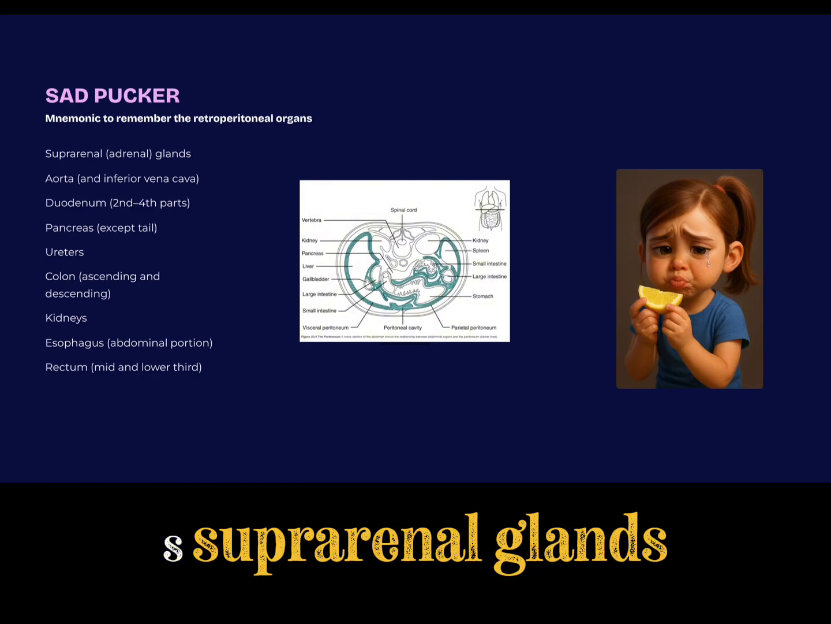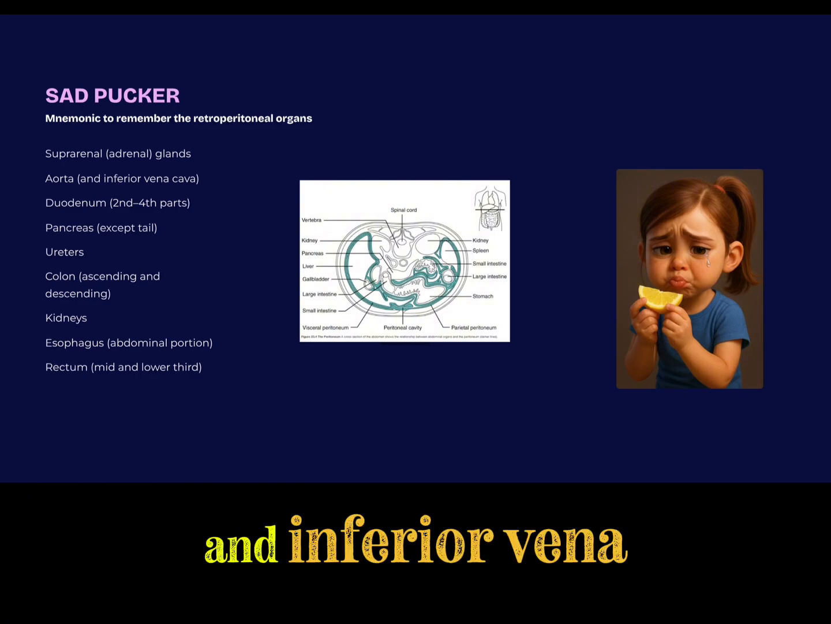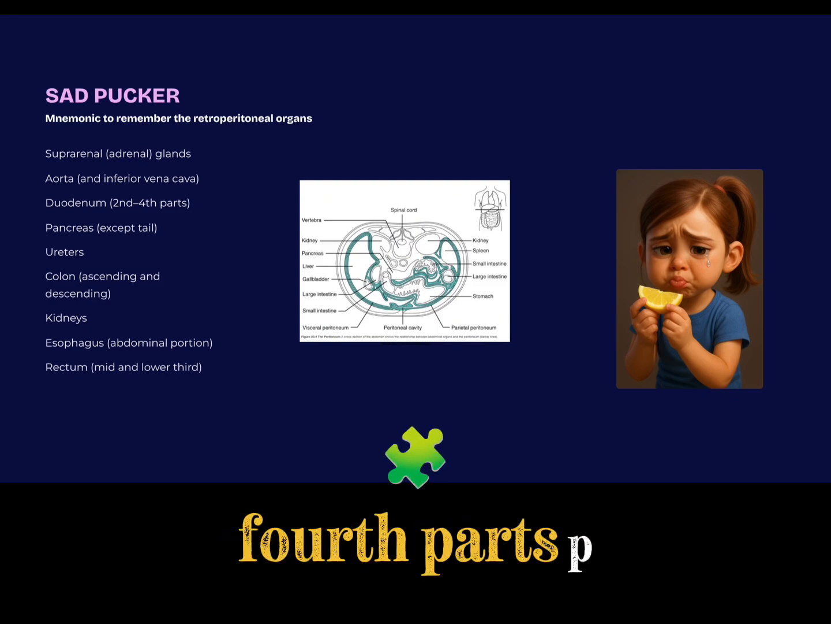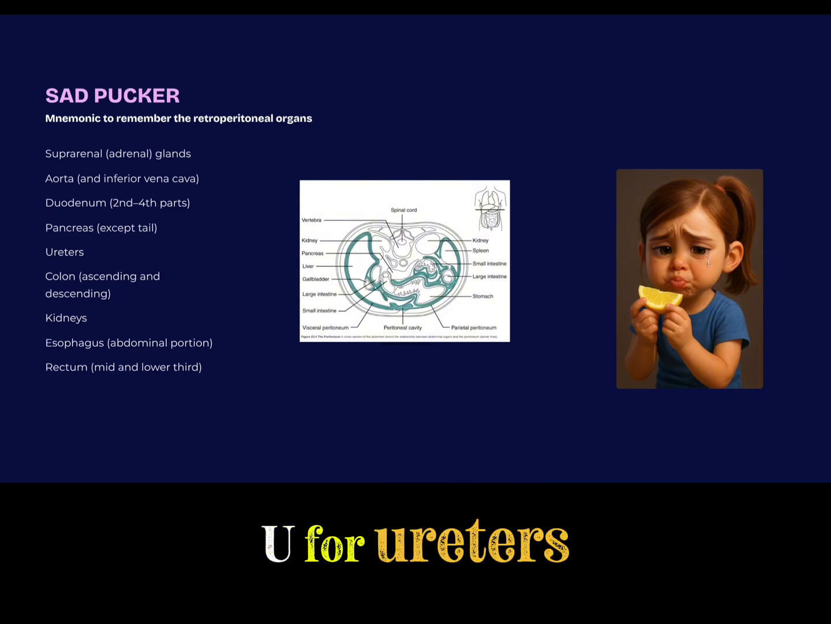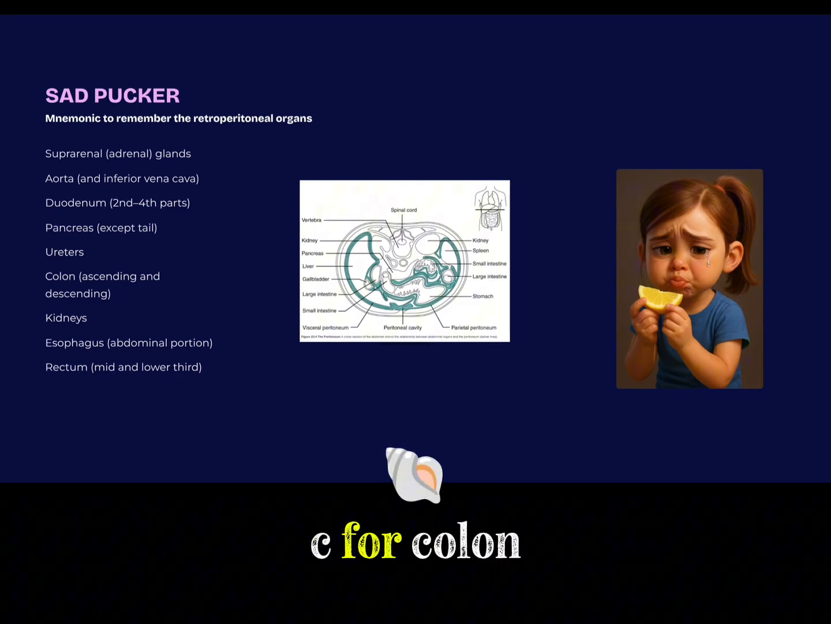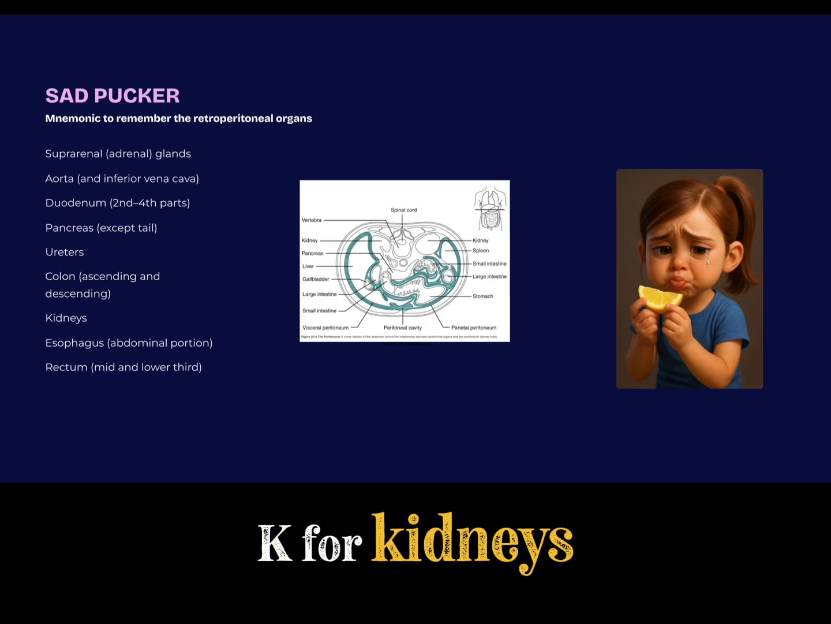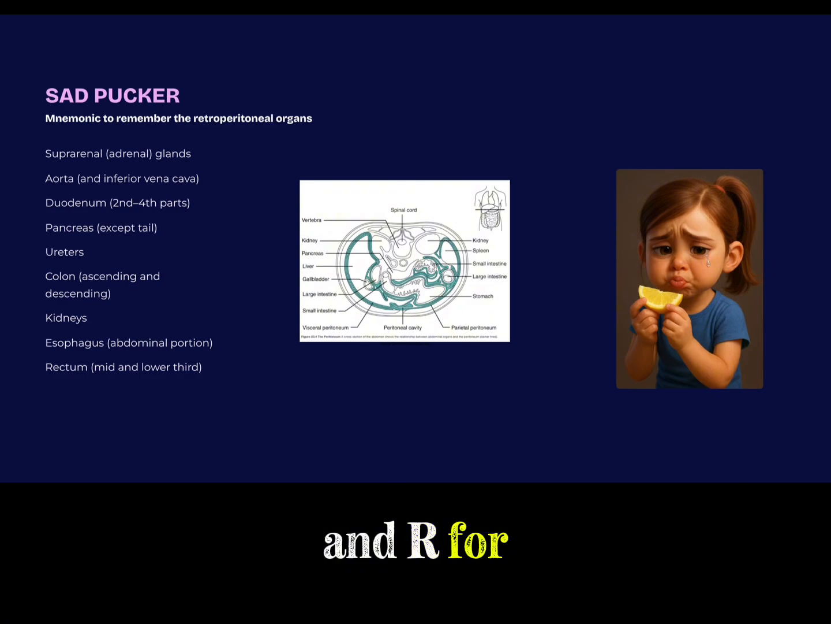S, suprarenal glands, or the adrenal glands; A for aorta and inferior vena cava; D for duodenum, the second through fourth parts; P for pancreas, everything except the tail; U for ureters; C for colon, both ascending and descending; K for kidneys; E for esophagus, the abdominal portion; and R for rectum.